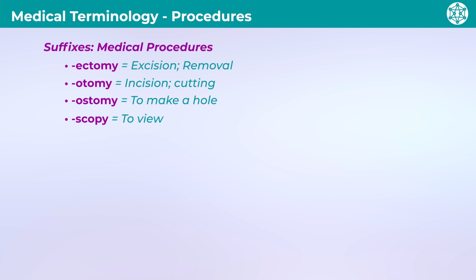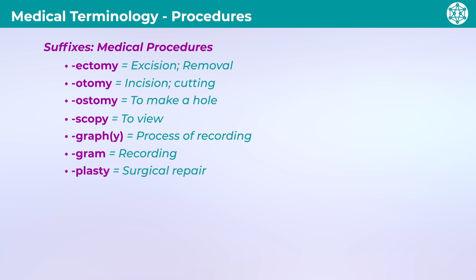Scopy, as in the case of a microscope or microscopy, is the process of viewing. Graph, or graphy, refers to the process of recording. For instance, an audiograph is an instrument used for recording sound, while sonography is the process of recording sound. A gram simply means recording. A mammogram is the recording of your mammary gland. Plasty denotes surgical repair. As mentioned earlier, angioplasty involves the surgical repair of an artery. And another one is therapy, which means treatment and is quite straightforward.